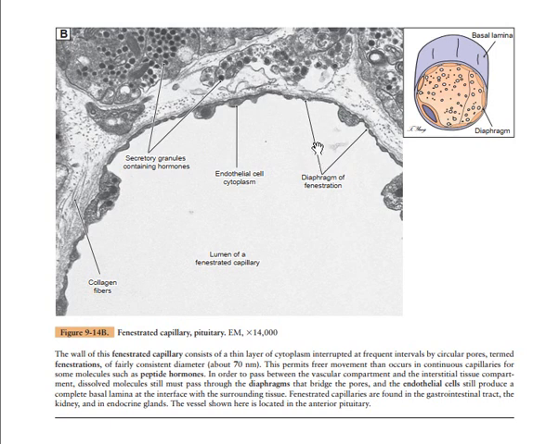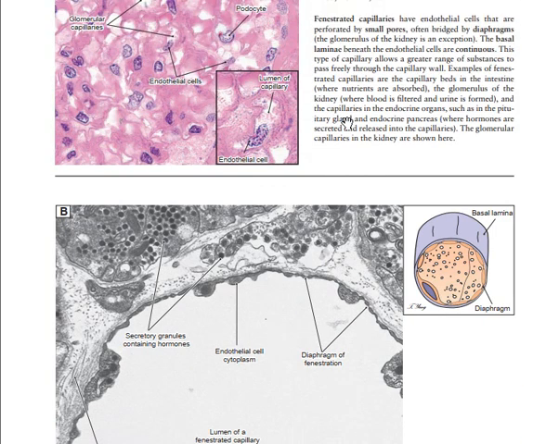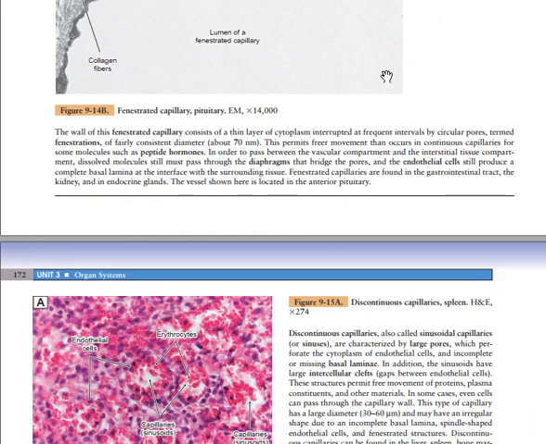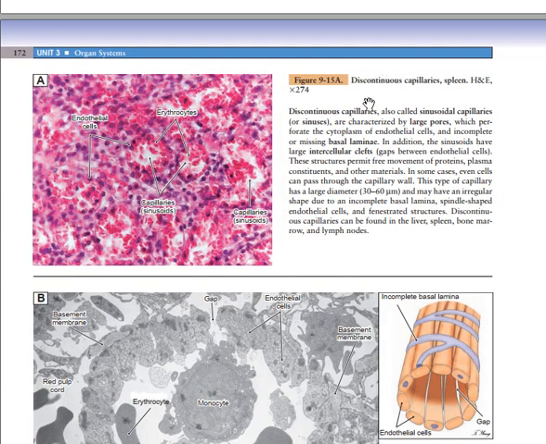But now there are bridges of the endothelial cell. The pores are going to be bridged by the diaphragm because it is a pituitary vessel. That's why the pores are bridged by a diaphragm. But you need to know that in the glomerular blood vessels there is no diaphragm. There are only pores which are not bridged by any diaphragm.